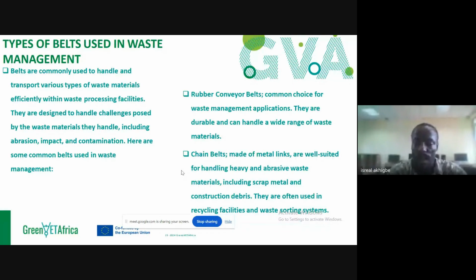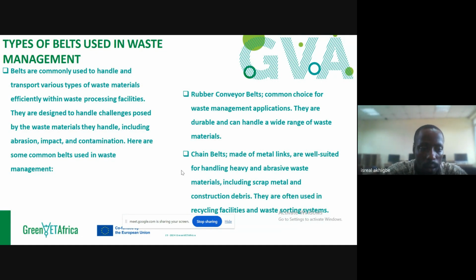Now, let me just start from here. I said belts are commonly used to handle and transport various types of waste materials efficiently within waste processing facilities. We already saw a similar example when I played the video that showed you how waste is transported from one point to a desired point, and from that point further waste processing is done, with different recycling activities ongoing at different stages. Now we're talking about belts. One of the principal things you also find in any waste facility where processes occur has to do with rotation, just to carry out a form of process.